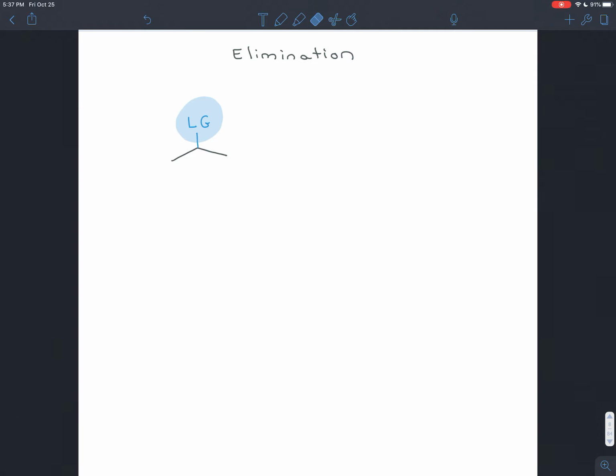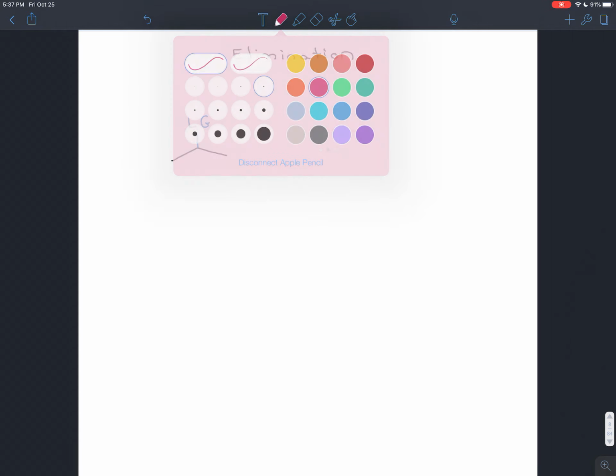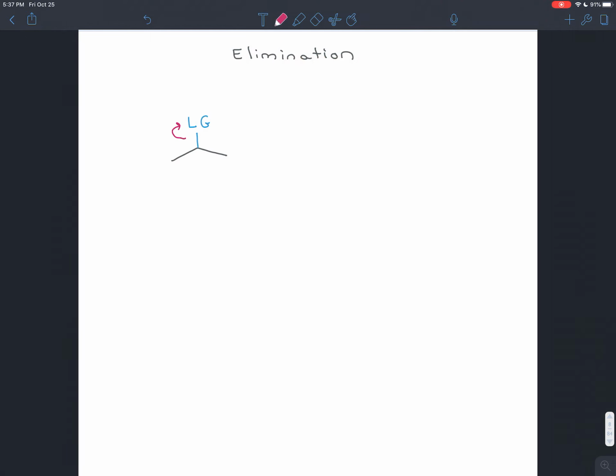So you will need to have some sort of leaving group leaving. That's one thing that's clear. And that is one of the key steps in an elimination reaction: loss of a leaving group. But how do you kick the leaving group off? How do you get it to leave and stay off?